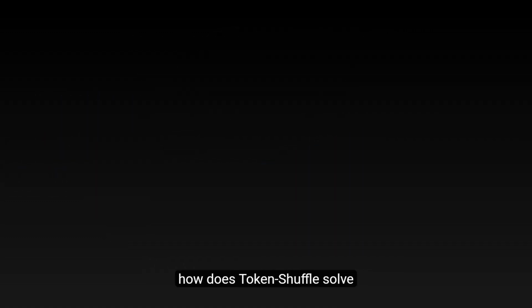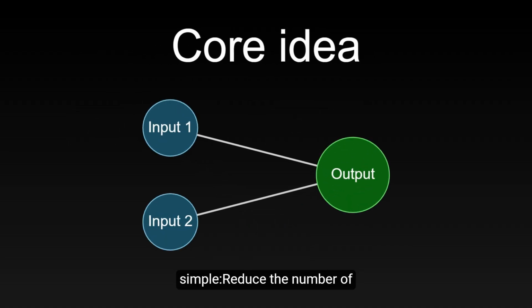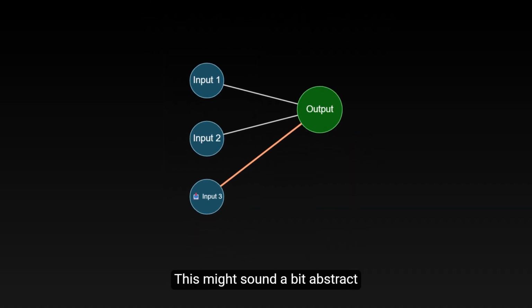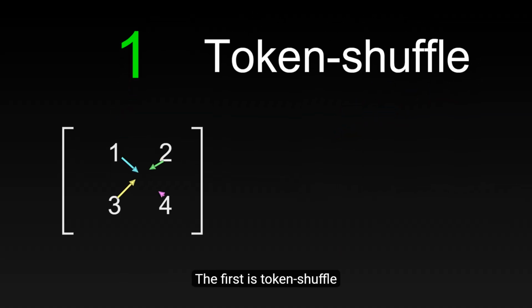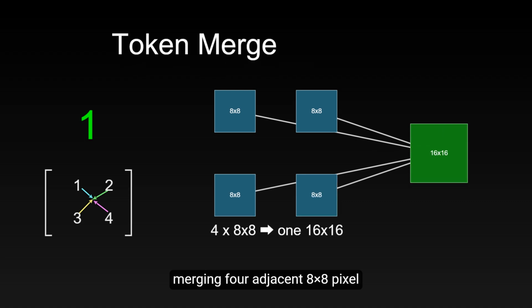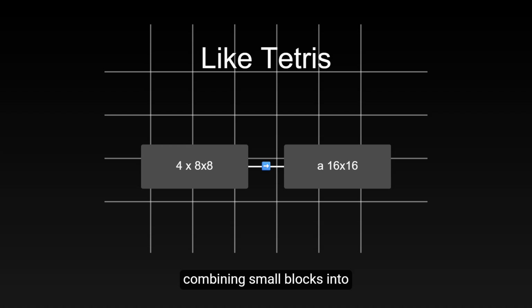So, how does Token Shuffle solve this problem? Its core idea is actually quite simple. Reduce the number of tokens by merging spatially adjacent tokens. This might sound a bit abstract, so let's use a more concrete example to illustrate. Specifically, Token Shuffle involves two key operations. The first is Token Shuffle, which is responsible for merging spatially adjacent tokens. For example, merging 4 adjacent 8×8 pixel blocks into one 16×16 block. This process is like playing Tetris, combining small blocks into larger shapes.